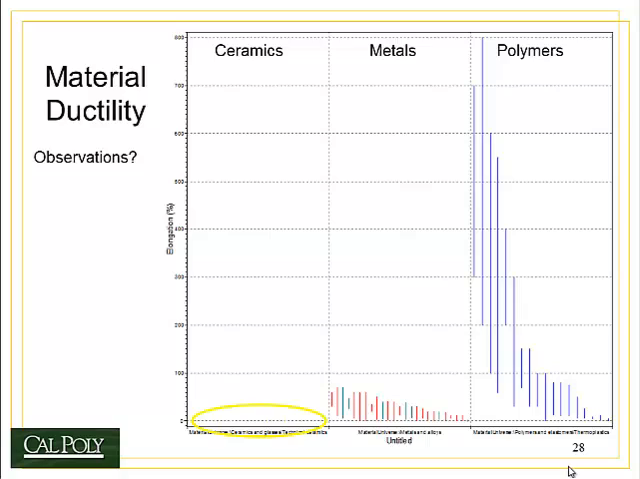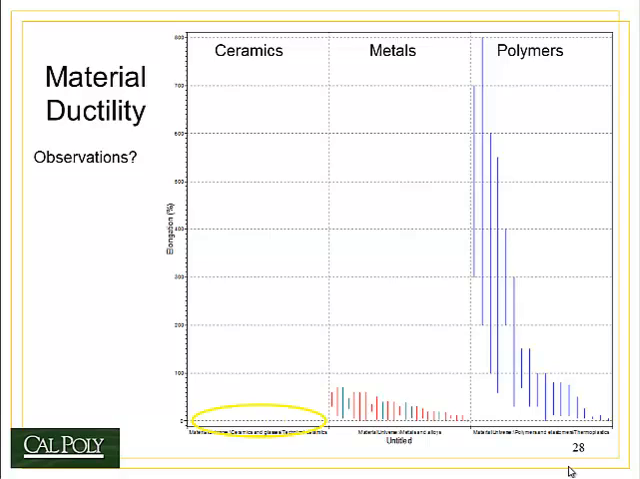Before we get into the bonds themselves, let's look at some of the material properties that are dependent upon the types of bonds and how they vary from one type of material to another. So the first property we can look at is material ductility. Ductility is how much you can stretch a material permanently before it eventually breaks. As we can see, ceramics are very brittle. They have almost zero ductility. They're way down there where that yellow circle is.